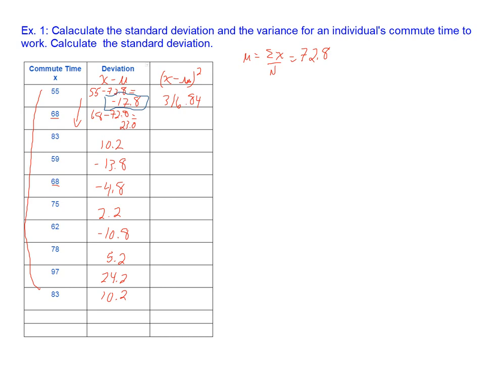And the next one, I just realized I made a mistake in here. 68 minus 72.8 is not 23. In fact, it's negative 4.8. Sorry about that. So we square that, and that's where the 23.04 comes in. 10.2 squared is 104.04. We'll keep squaring these, and we'll fill in our table here.